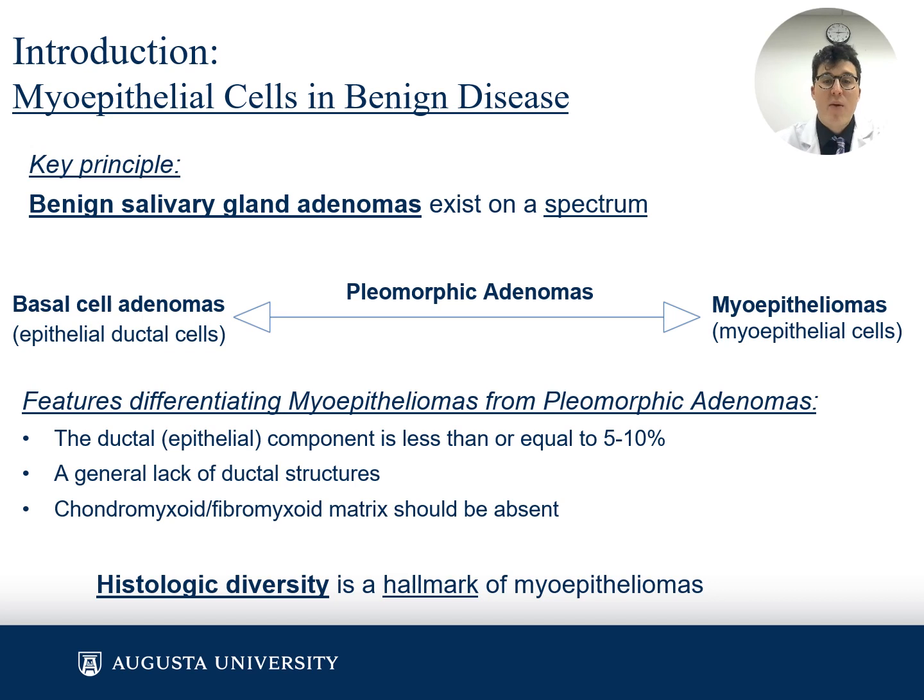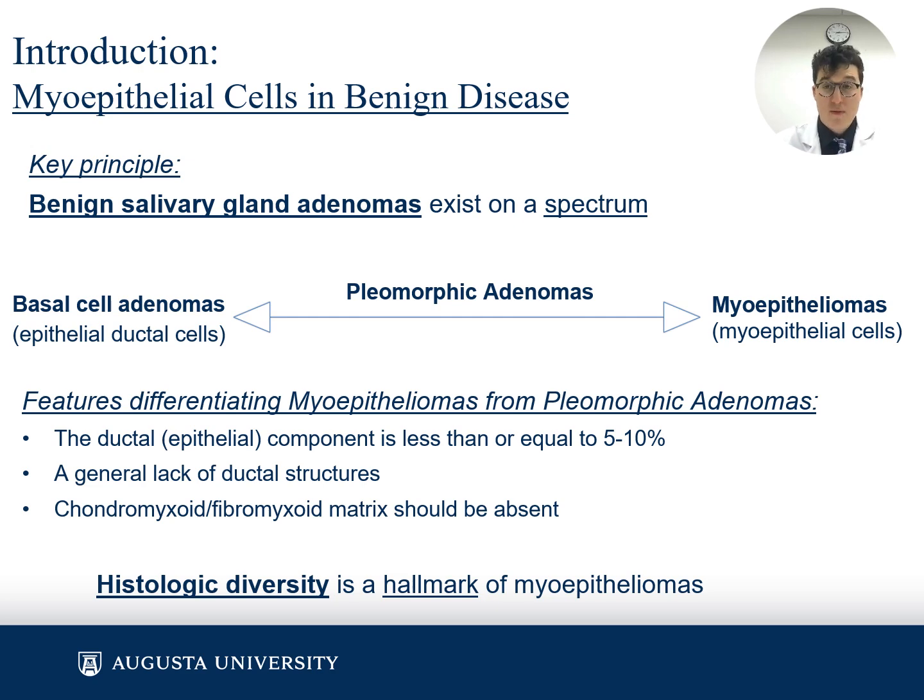With regards to understanding how myoepithelial cells fit into benign salivary gland adenomas, you have to think about it on a spectrum. Myoepitheliomas are tumors comprised entirely of myoepithelial cells, where on the other end of the spectrum you have basal cell adenomas, which are comprised of the epithelial ductal component. And in between, you have a range of pleomorphic adenomas. The differentiating feature between a pleomorphic adenoma and a myoepithelioma is that the ductal/epithelial component is less than or equal to 5 to 10%, and there's a lack of chondromyxoid or fibromyxoid matrix.